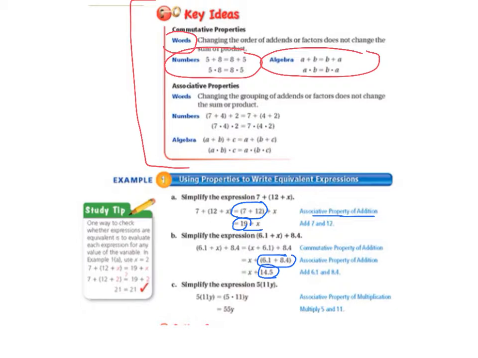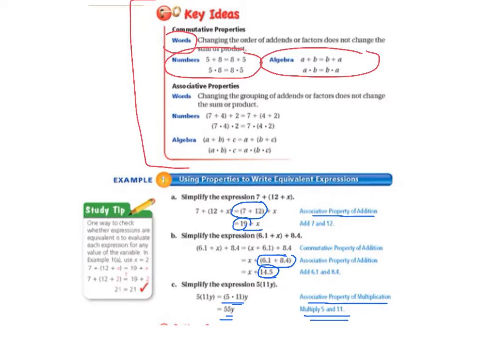Finally, we're going to simplify the expression 5 times 11y. And we use the associative property of multiplication. So all we're really doing is stretching this out a little bit and making it 5 times 11 times y. So 5 times 11 equals 55. And then we stick the y on the end, so it's 55y.